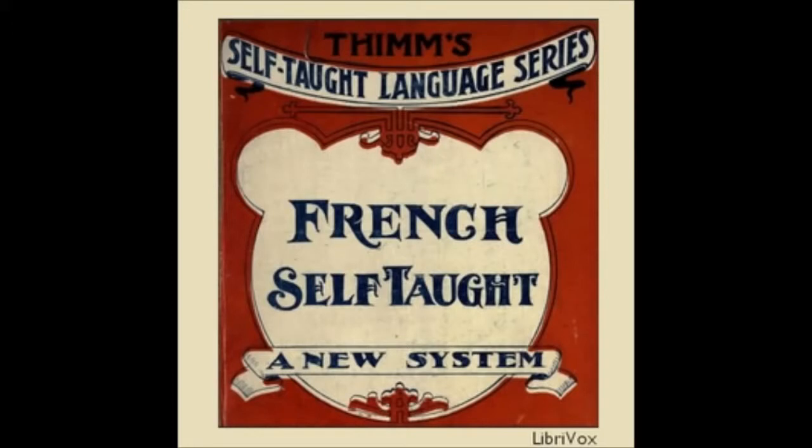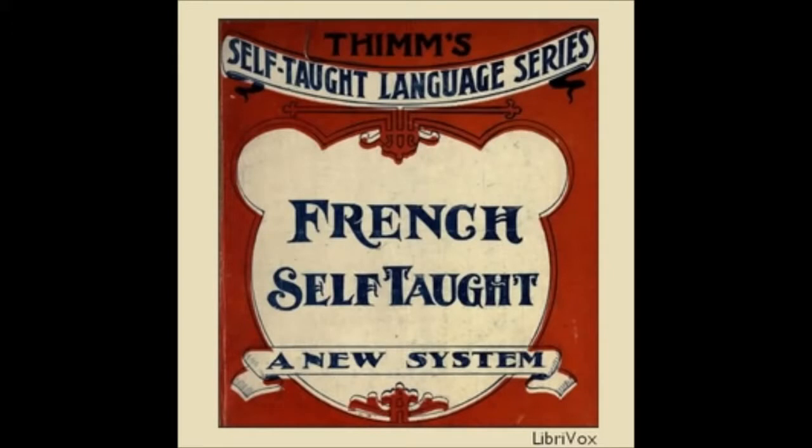Subjunctive mood, present, that I may give. Que je donne, que tu donnes, qu'il donne, que nous donnions, que vous donniez, qu'il donne. Past, that I may have given. Que j'aie donné, que tu aies donné, qu'il ait donné, que nous ayons donné, que vous ayez donné, qu'ils aient donné.